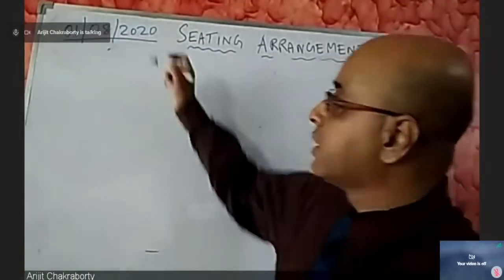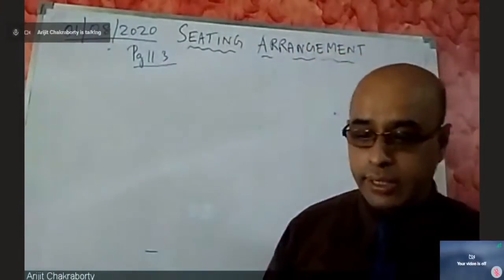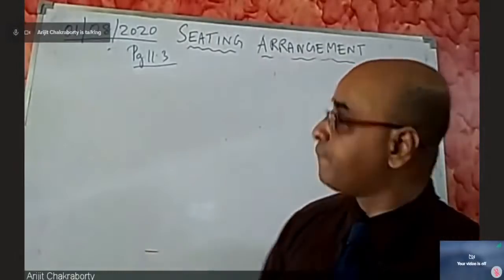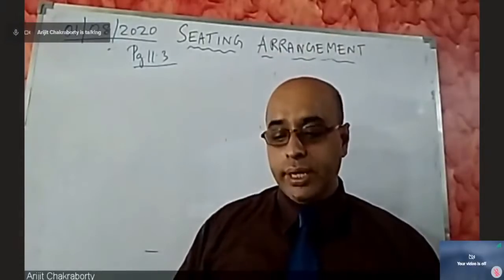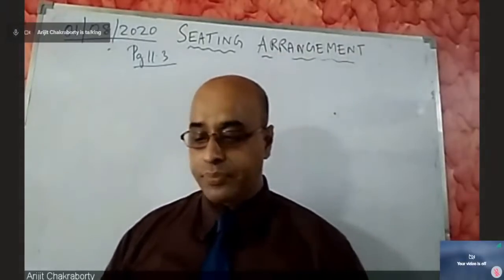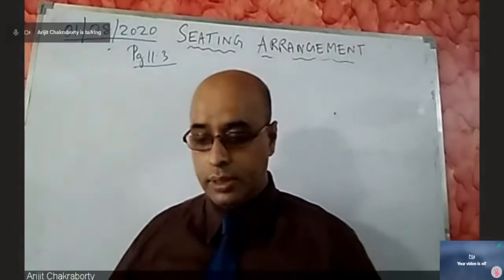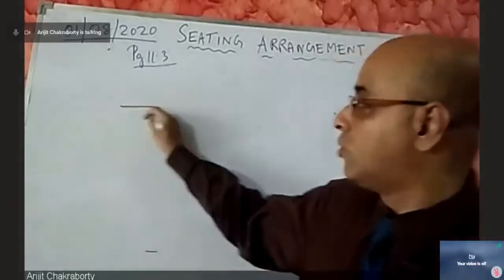So we are now taking page 11.3 and we are trying example 3. Example number is 3. So please open example 3, page 11.3. 4 children are sitting in a row. Okay. So now we have 4 children in a row.